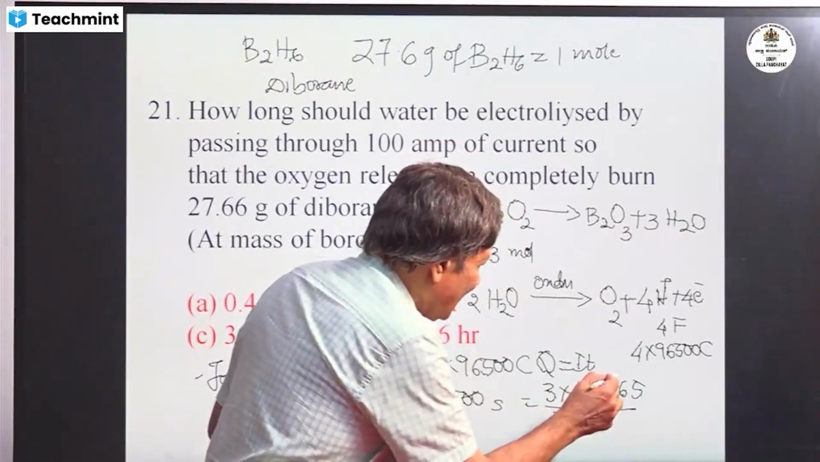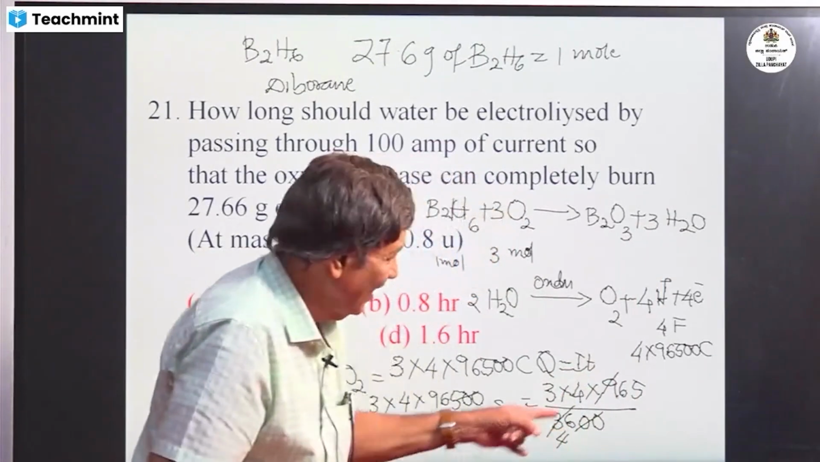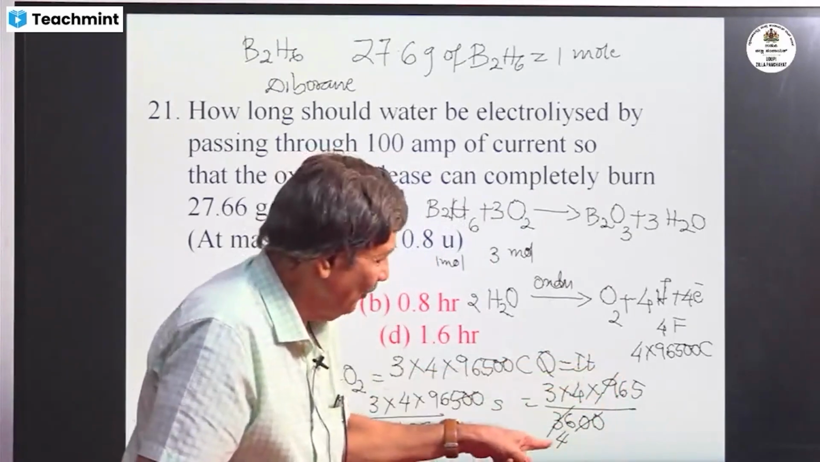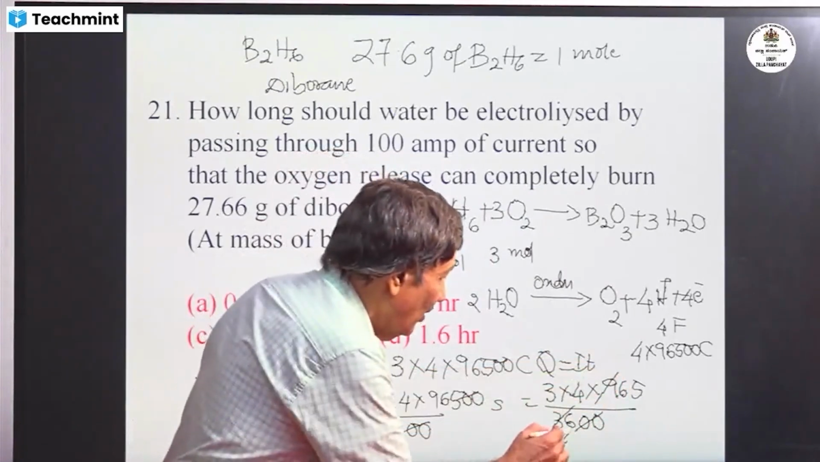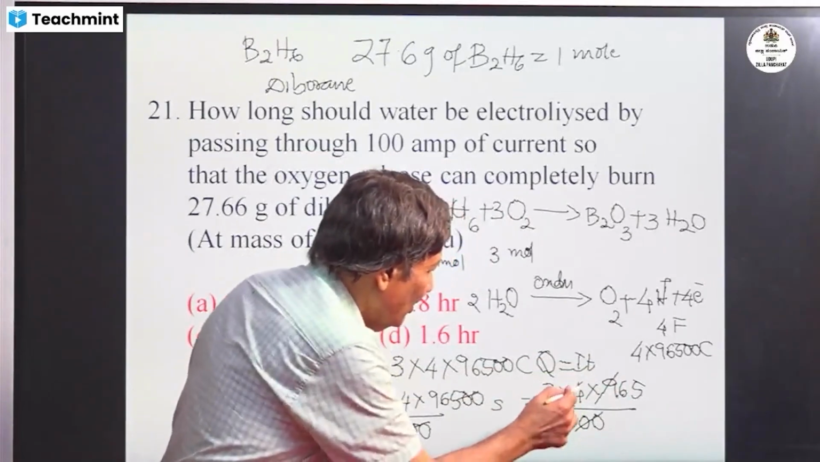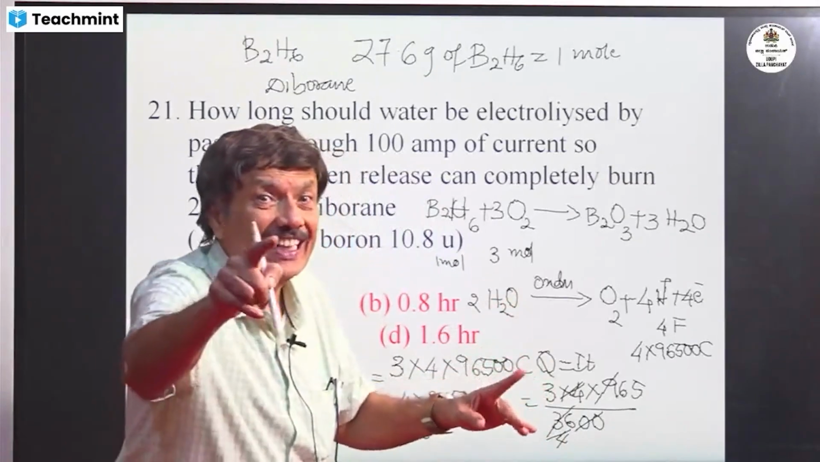3, 9 ones are 9, 9 fours are 36. Am I right? 9.6, it is as 9. 9 ones are 9, 9 fours are 36. 4 ones are 4, then this is 4 ones. This is gone, 4 gone. What remains is 3. Approximately 3 hours you get.